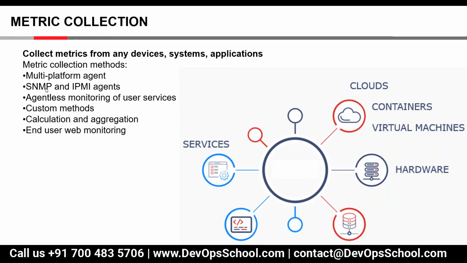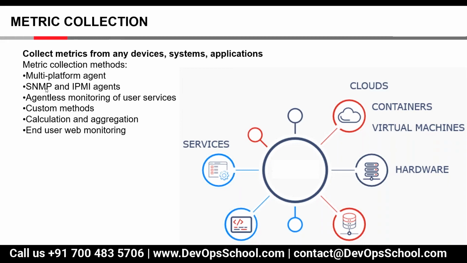Then we have IPMI. IPMI is used to monitor the hardware health. Basically, if you have physical servers, we can get the hardware information as well, like what is the power supply, what are the hard disks, what is the voltage, the fan status, the temperature status, those values. Including the temperature, right? Yeah. So we can get those through IPMI.